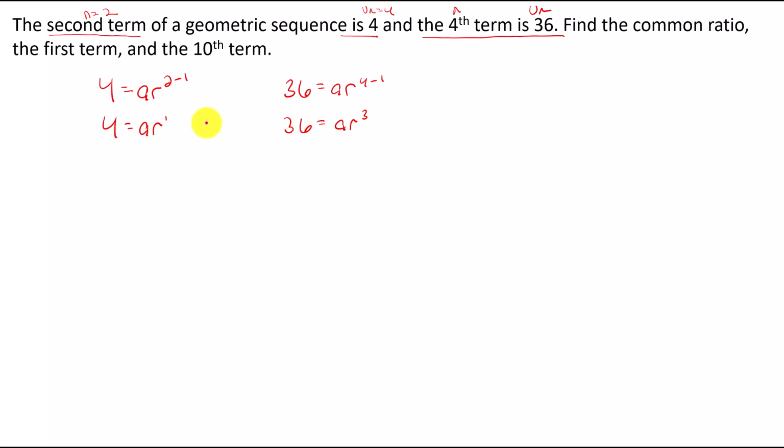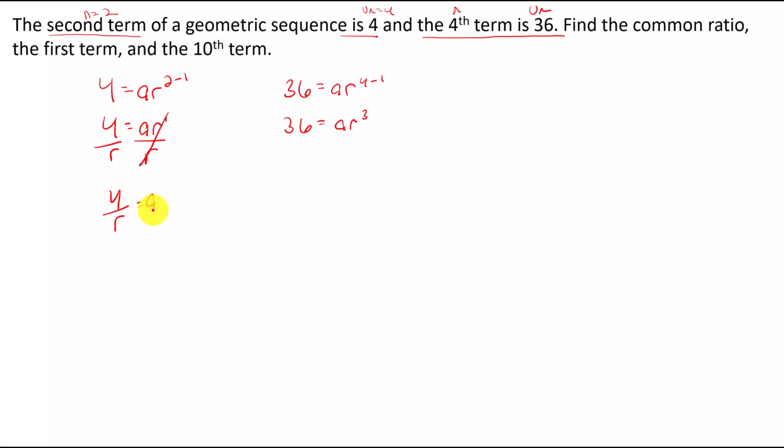We need to get a variable by itself in one of these equations. It doesn't really matter which one, it can be done both ways, but I'm going to tell you that it's always going to be easier to get a by itself, and to do that in the equation where r has the smallest power. Again, I want to get a by itself, and this one has an r to the third, and this one has an r to the first, so I want to do it with the one that has the smallest exponent, and I want to get a by itself by dividing by that r. So I have 4 over r equals a.